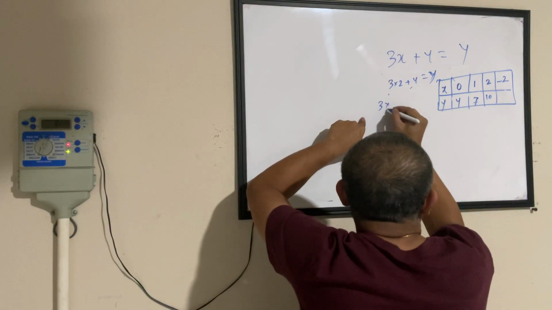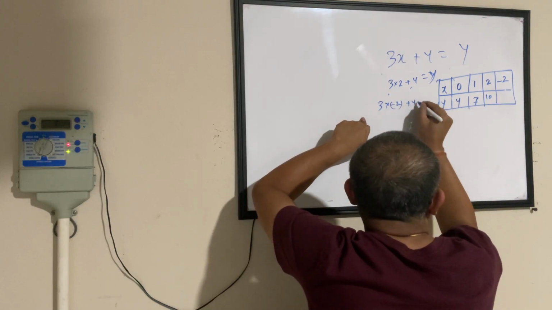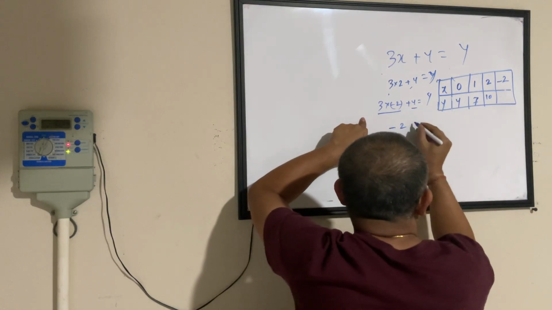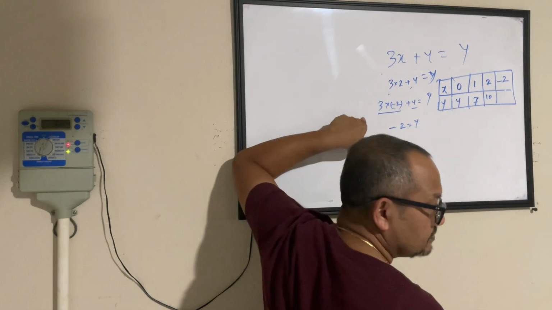If I take value of x as, let's say, minus 2 this time. So 3 into minus 2 plus 4 equals y. This becomes minus 6 plus 4, that is minus 2. So y equals minus 2.